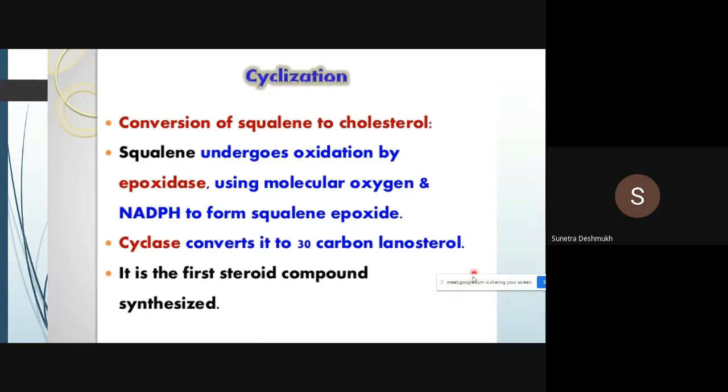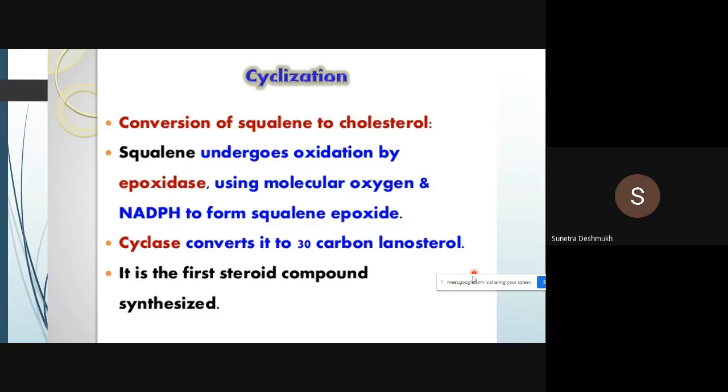Now we are going to cyclize this squalene molecule. On this C30 molecule, we are going to cyclize it to get cholesterol as our final product. So, conversion of squalene to cholesterol. What can we do at the first stage? Squalene undergoes oxidation by epoxidase.